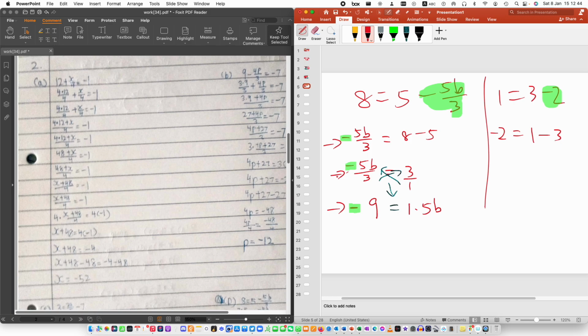So once you get this, then how? Of course I simplify. Negative 9, then this is 5b, right? How do you continue? Your ultimate goal is to get b, right? Yeah. So you divide by 5 here, and divide by 5 here, and then you get negative 9 over 5. Of course you simplify this, and you will get negative 1 and 4 over 5 equals b.